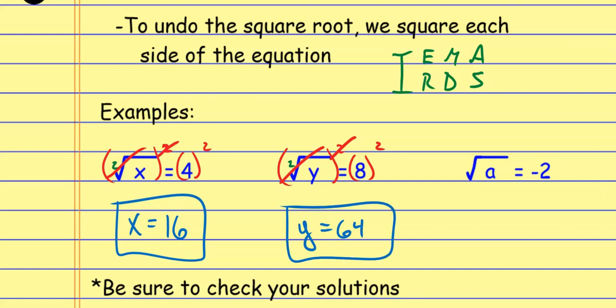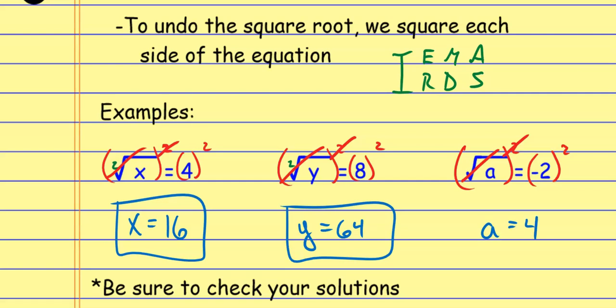The next one, once again, there's a little 2 there. I'm not going to write it this time, all right? But to undo a root with a 2, I have to use an exponent with a 2, so I write to the second power. And what happens is the root and the exponent cancel each other out, so I'm left with a. Over here, negative 2 to the second power is a positive 4, okay?